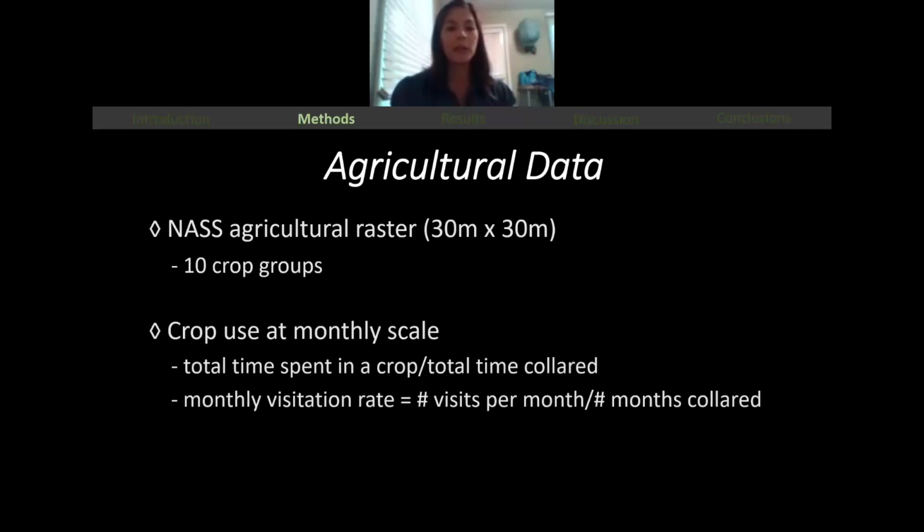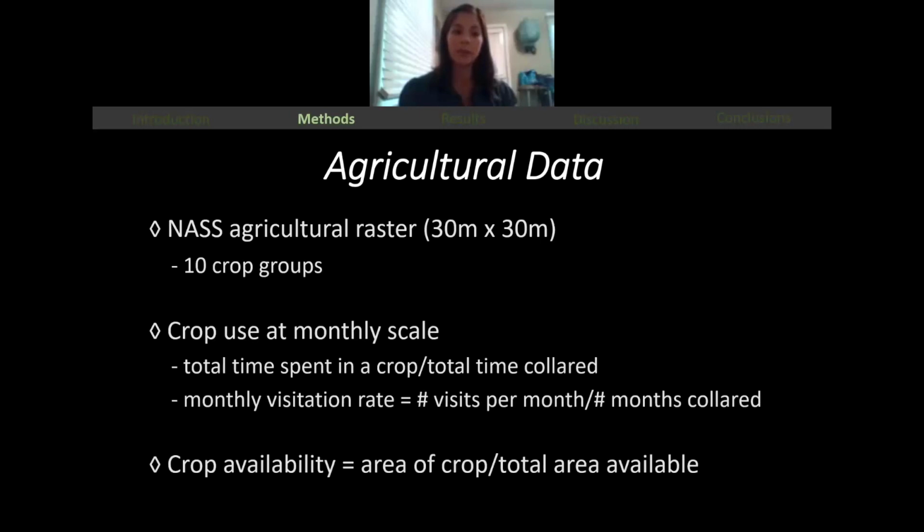And then for each pig, we calculated crop use at the monthly scale. And so we did this by taking the total amount of time that a pig spent in a crop and divided that by the total amount of time that pig was collared. We also calculated the monthly visitation rate by taking the number of visits per month to a crop and dividing that by the total number of months that the pig was collared.